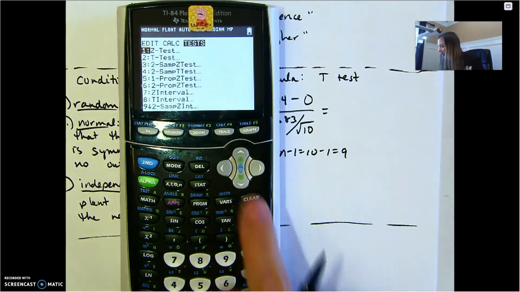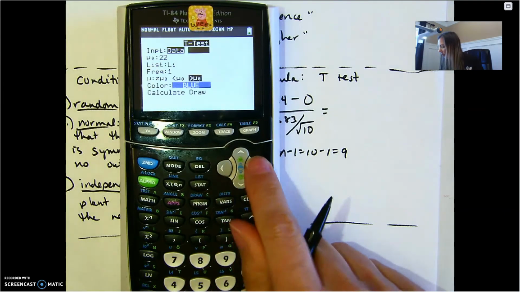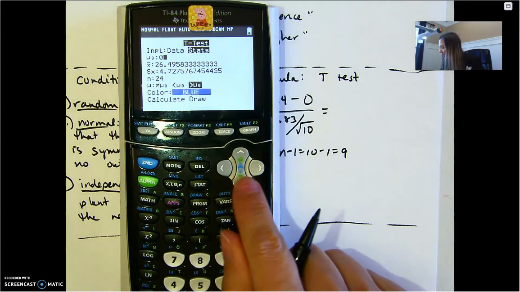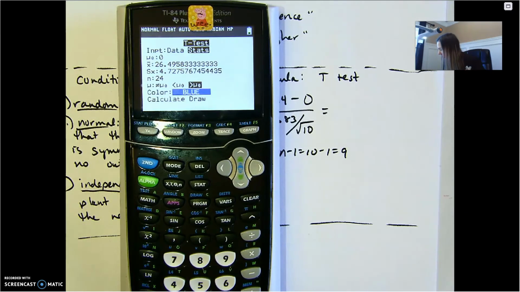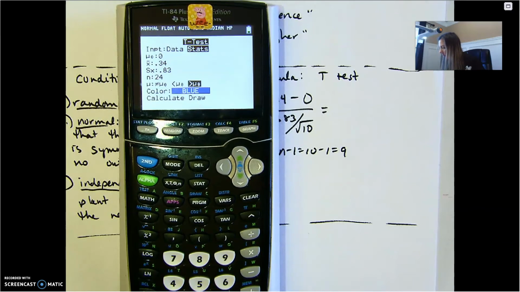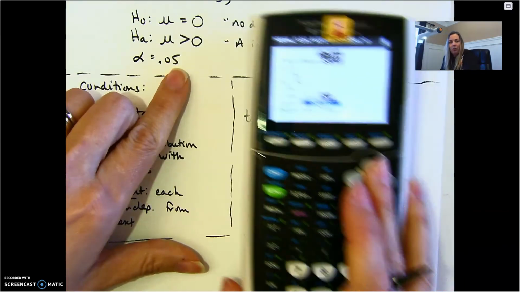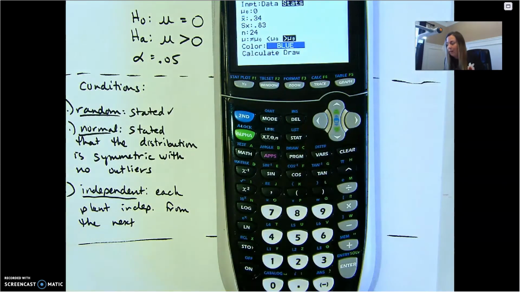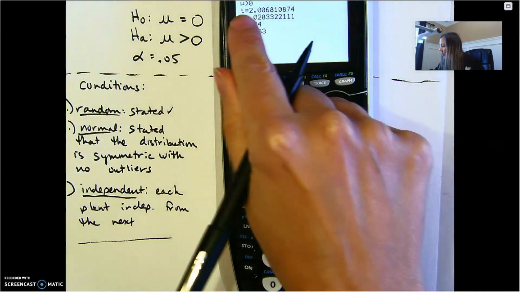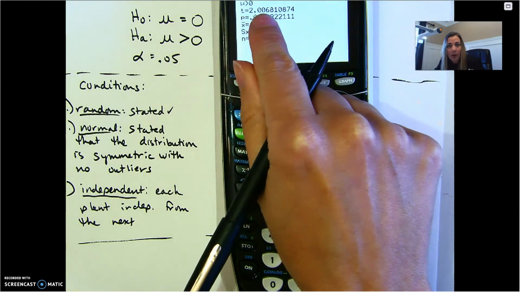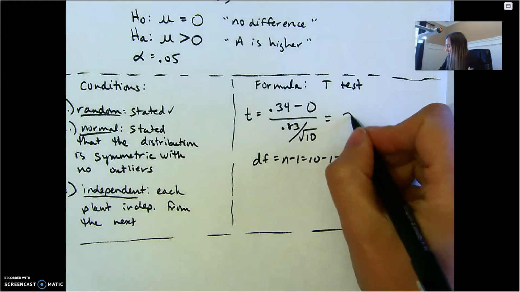Run over to test. T-test is number 2. We've got the stats to put in. So our null hypothesis is that there's no difference between tomato A and tomato B. The sample had a difference of 0.34. The standard deviation is 0.83. We're looking for evidence that it's greater than 0, so make sure that matches. Yep, looks good. And then calculate. So our test statistic, our t-score, is 2.0068, so I'll just say 2.